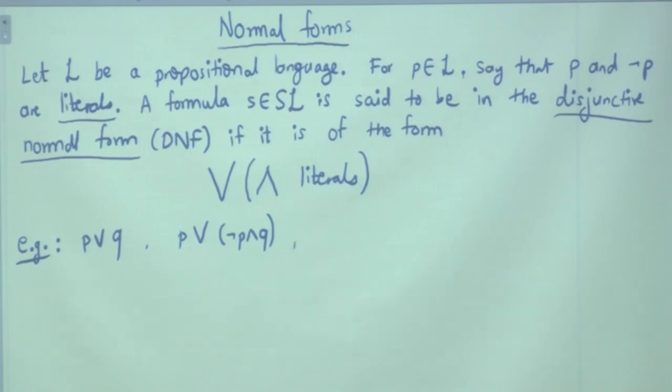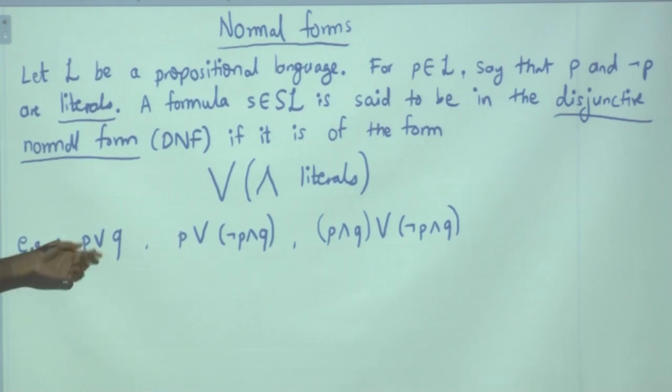Then, what about this? P conjunction Q or negation P conjunction Q. This is also in the DNF. And one more thing, can you observe? All these three formulas are logically equivalent.